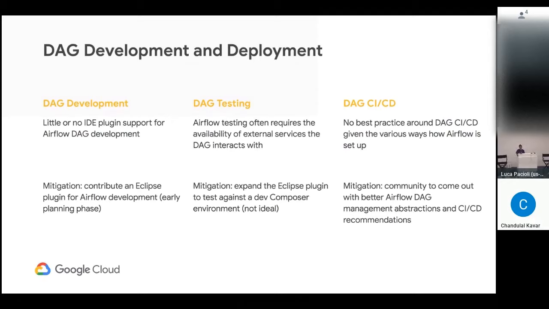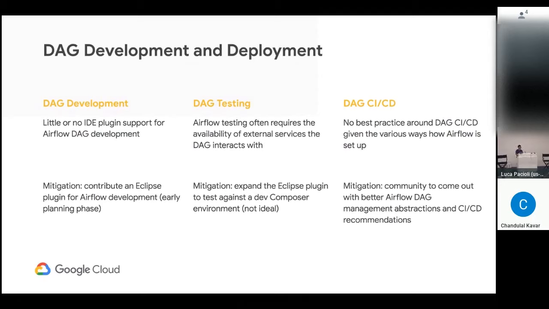Think about it on-prem: how would you be able to effectively test your Airflow DAGs, considering the fact that often it requires availability of external systems? If you have connectors, you're running tasks, those need to talk to the external systems. So that's, I think, one thing that maybe the community can all work together on, trying to find better ways of testing DAGs. The other things are really about DAG CI/CD.